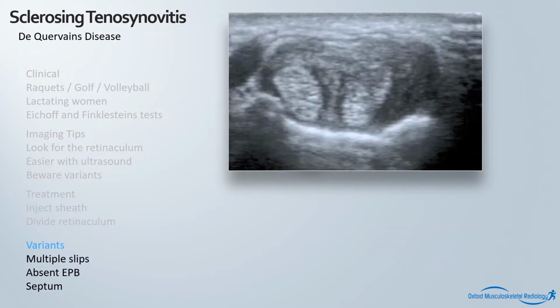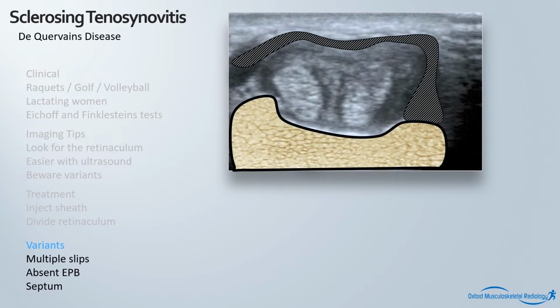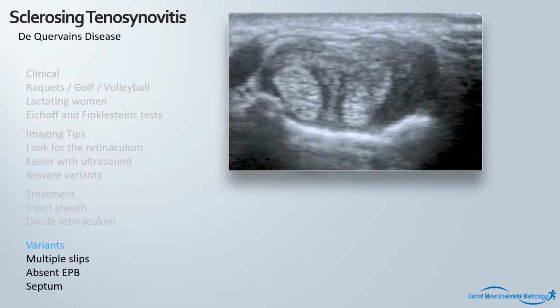A number of variants are described, and some have important clinical implications. Probably the most important of these is to detect whether there's a septum separating the two tendons within the sheath, as in this case, and these can be quite common. The important clinical aspect is that if the sheath is to be injected in the presence of a septum, there is a possibility that only one of the tendons would be treated, resulting in treatment failure.